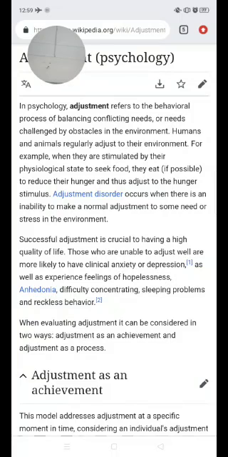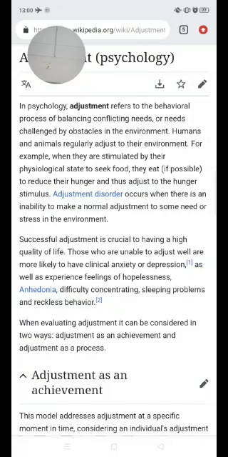Alright, so physiologically, a state of sick food they eat if possible to reduce their hunger and thus adjust to the hunger stimulus. Alright, so the same example which I have already told you, whenever we have less amount of food, we have to adjust our hunger. So if I talk about the adjustment, disorder occurs when there is an inability to make a normal adjustment to some need or stress in the environment. So always whenever we are lack of something, then we have to adjust ourselves, right?